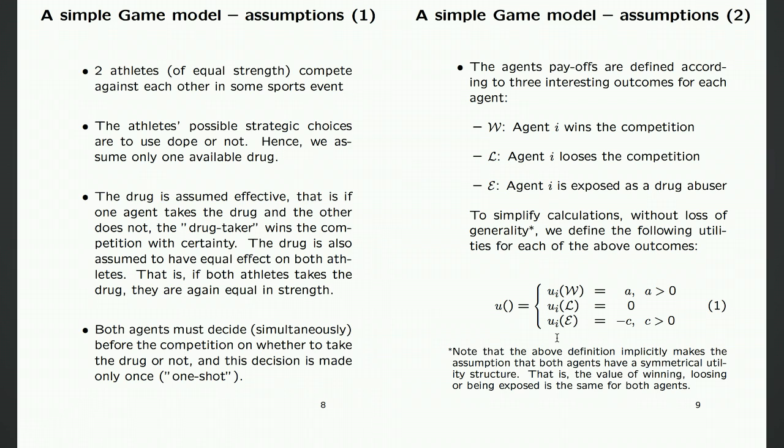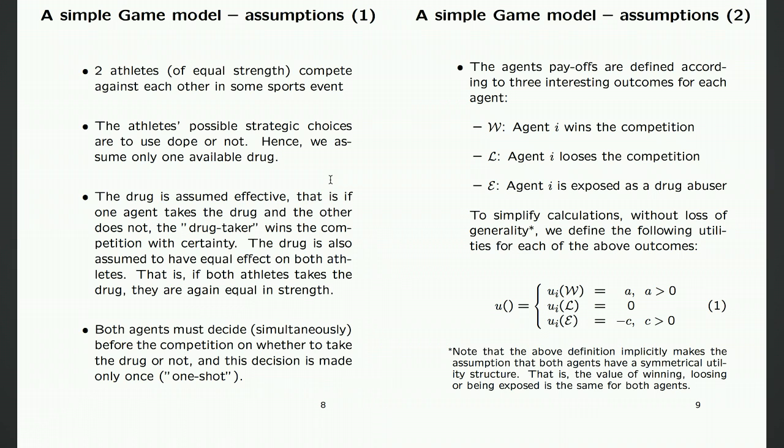To make a game model, we have to make some assumptions, and on the left here, we start making some assumptions. Okay, we assume there are 2 athletes, and we make a strong assumption here. They are equally strong, so they are kind of twins, if you like, or clones, acting precisely the same way when it comes to performing this sport. And they compete against each other in some kind of sport event.